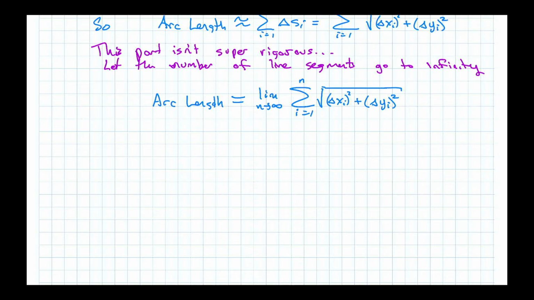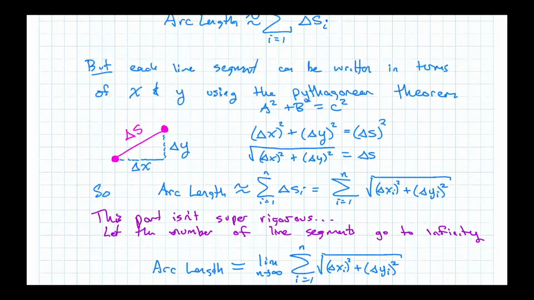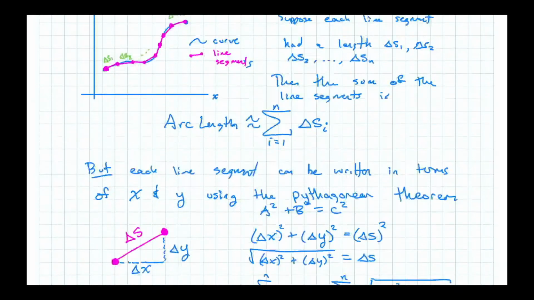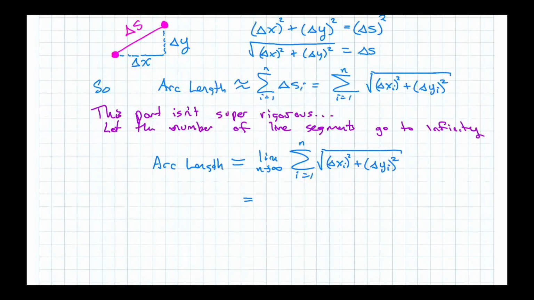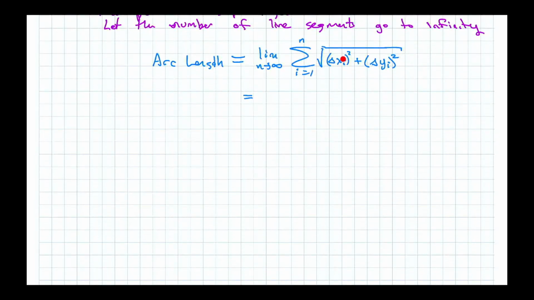And we've seen a few times, and this is why it's not going to be super rigorous here, that when you let this go to infinity, each of these delta xi's and delta yi's is going to get smaller and smaller, right? Because just from the picture, if the delta s is shrinking in length so that we can fit more of them on the curve, then delta x gets smaller, delta y gets smaller, and we're going to start writing these, when they become infinitesimally small, as dx and dy instead of delta x and delta y.